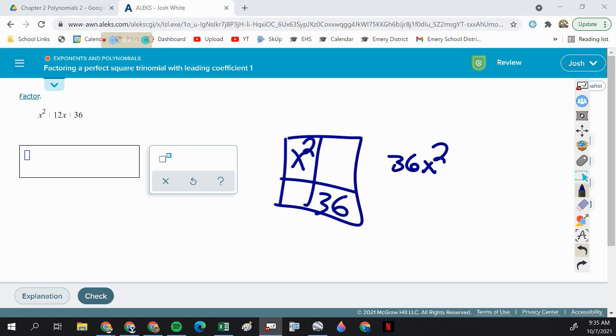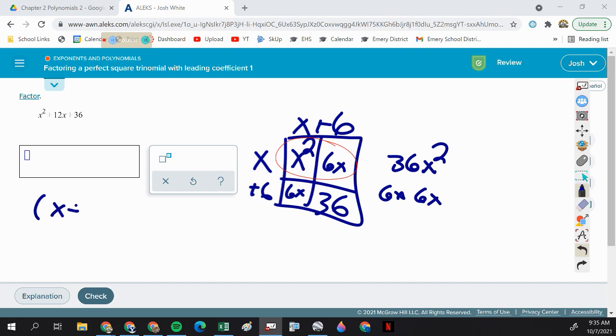Are there factors of 36 that add to be 12, 6x and 6x? And then we look in the top row, what do those share? An x. And if I pull out an x, what's left? X plus 6. And then if I take an x out of the first column, I get x plus 6. So the factors are x plus 6 and x plus 6. Or you could write it as x plus 6 to the second, because it's the same factor twice.